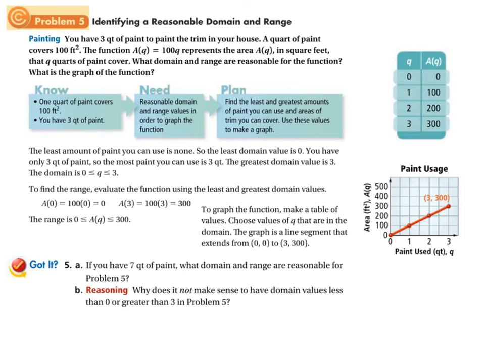Okay, try it with this one. If you have 7 quarts of paint, what are the domain and range that are reasonable for problem 5? So you're going back to this idea up here, and you're saying, what if you had 7 quarts of paint? Now it says, why does it not make sense to have domain values less than 0 or greater than 3 for the original problem? See if you can answer all of those questions before you check your work.